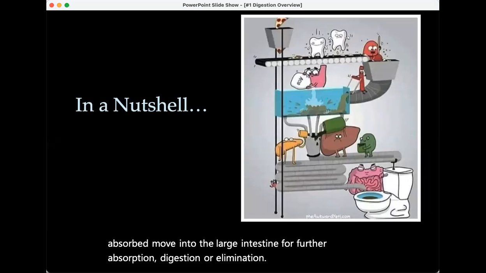Okay, so this is a cartoon that just shows, in a nutshell, the digestive system.